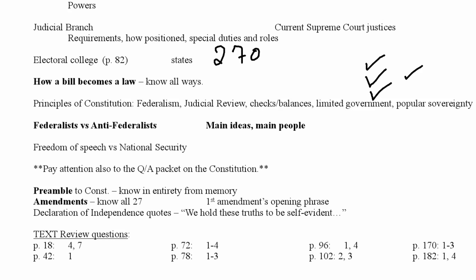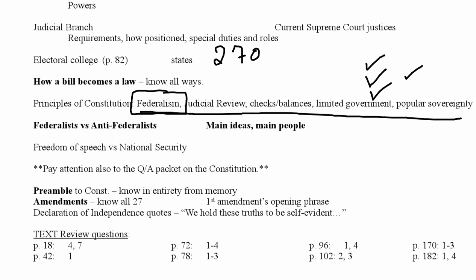Principles of the Constitution that we talked about. You have notes on this. Go back, make sure you understand those. Those are real basic. Federalism, again, is probably the key here in terms of a specific way of defining it. It's the national and the state governments working in tandem together. Know the main ideas of the Federalists and Anti-Federalists, and know the main people. John Jay, James Madison, and Alexander Hamilton for the Federalists and the Federalist Papers.